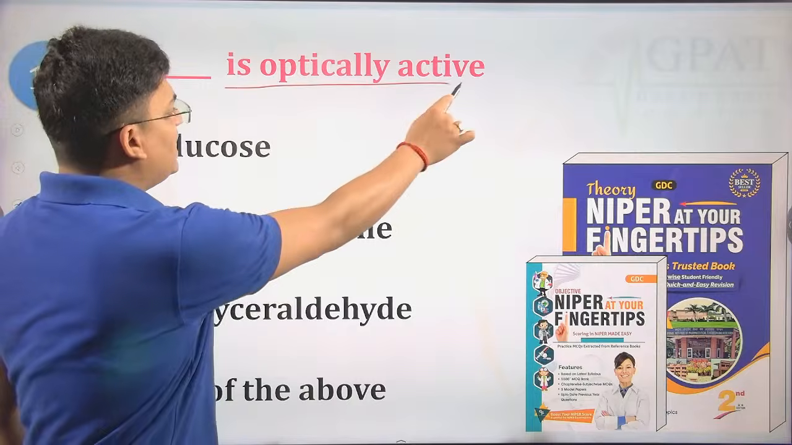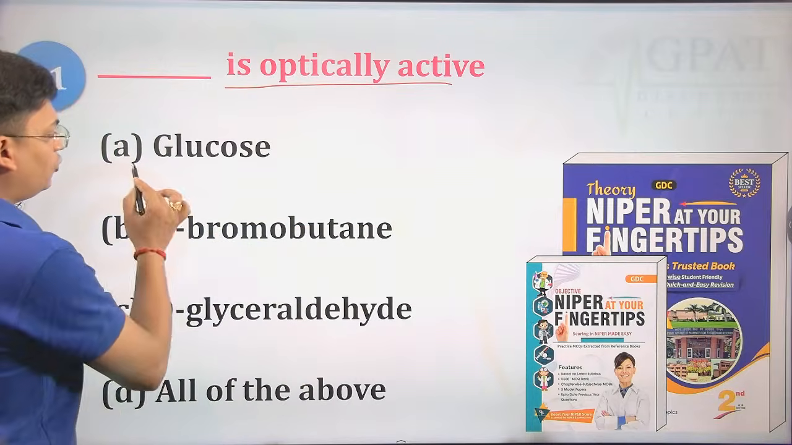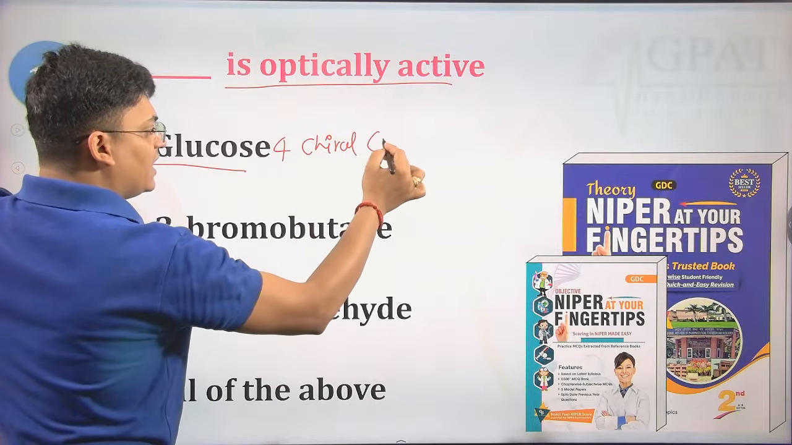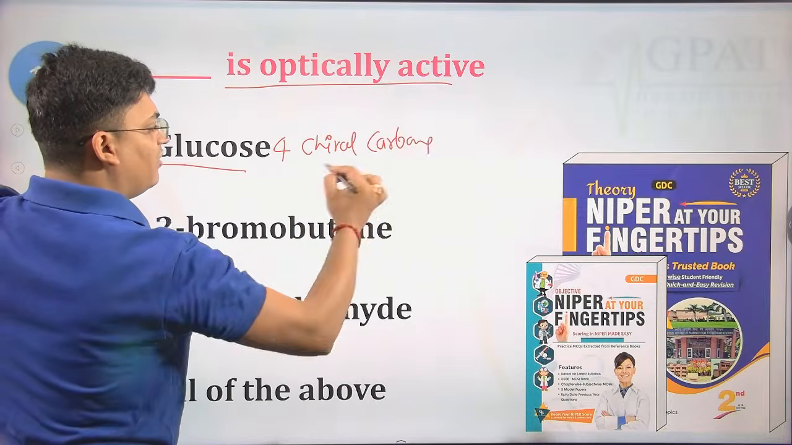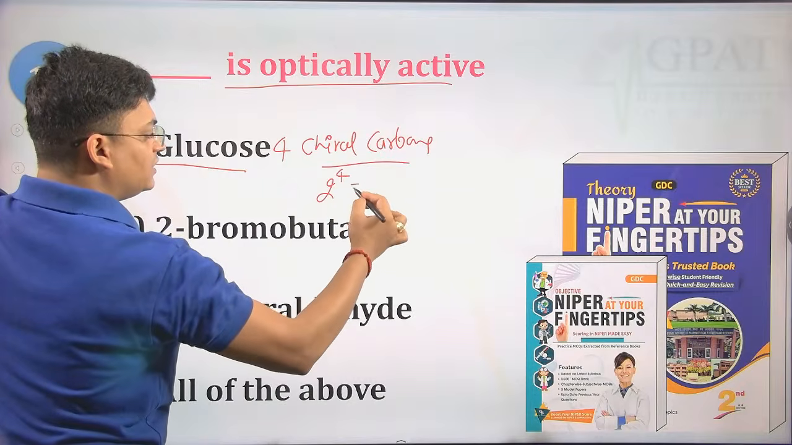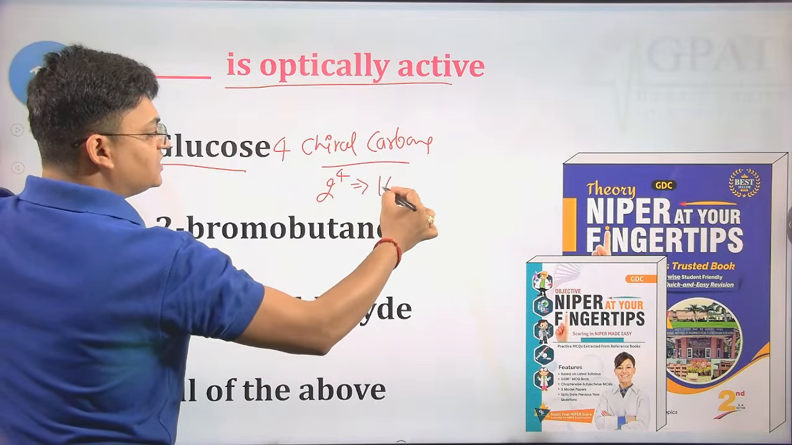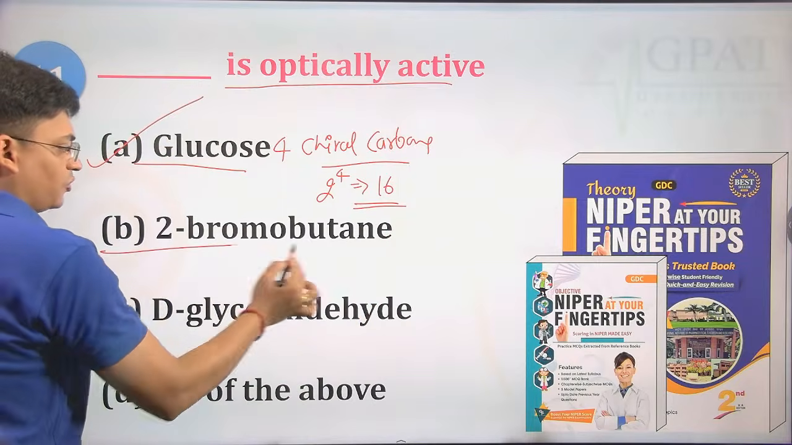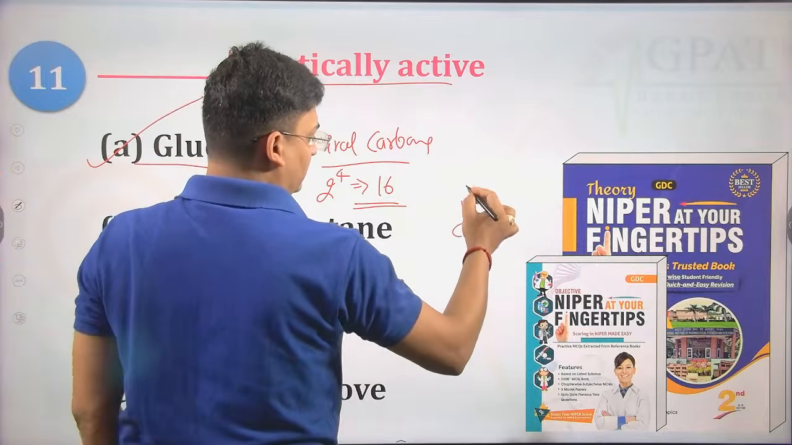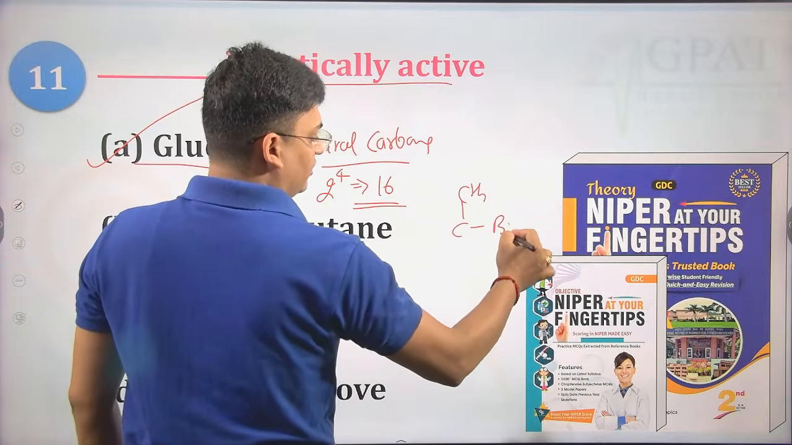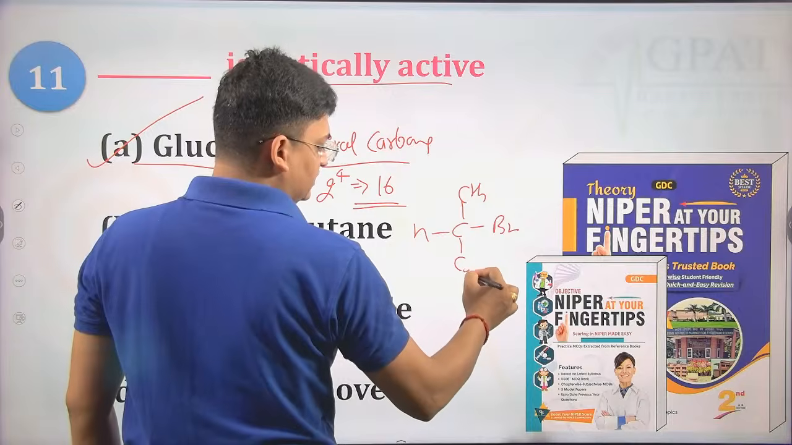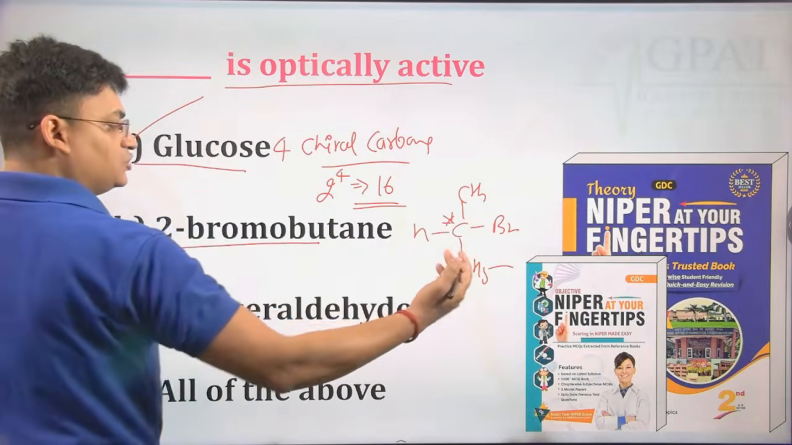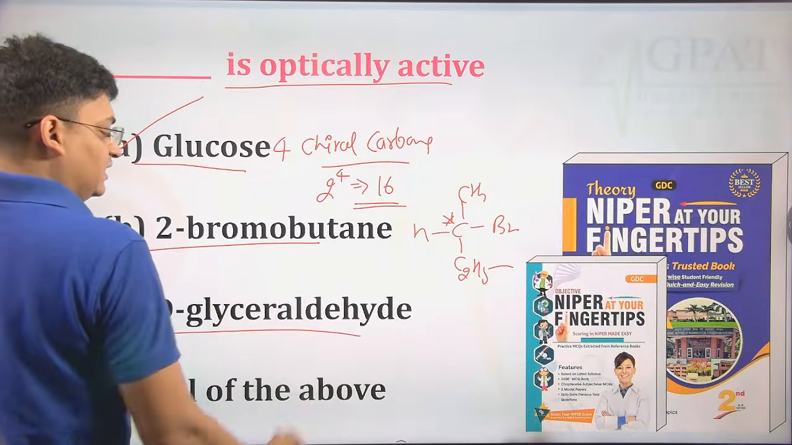Which of these is optically active? Glucose is having 4 chiral carbons, and 4 chiral carbons means we will be having 2 to the power 4, that is 16 optically active isomers. So this is optically active. 2-bromobutane, yes, it is also having a chiral carbon. At carbon 2 we are having bromine, hydrogen, methyl, and on this side we will be having this one. So yes, here also 1 chiral carbon, so 2 optically active isomers.